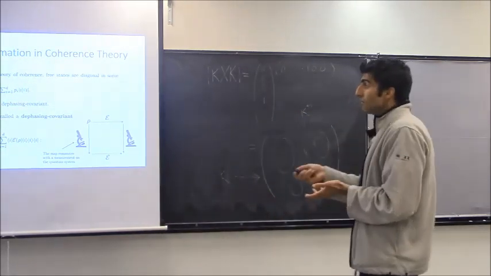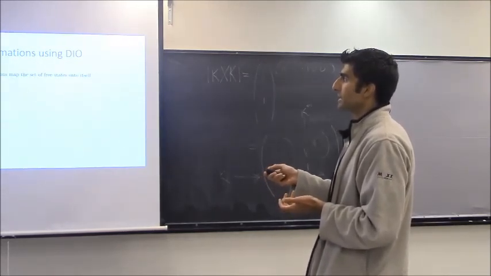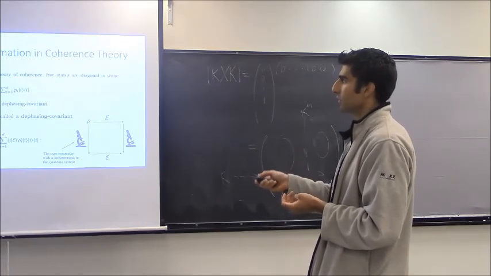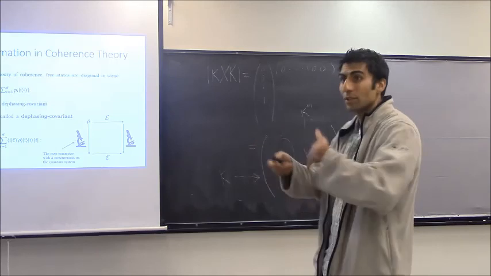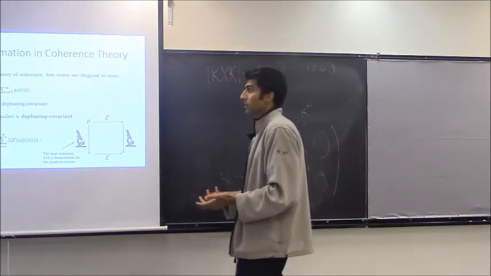And what you can see is that if your map has this property, it maps the set of free states onto itself. So if I start off with a state that's diagonal in this form, and I perform one of these maps, I'm going to be left with diagonal states. So it provides the ingredients we need for a resource theory of coherence.